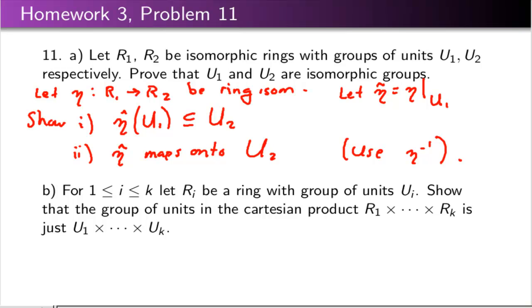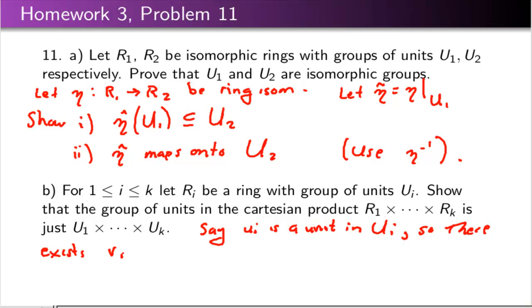So let's say u_i is a unit in capital U sub i, so that there exists a v_i in U_i with u_i v_i equaling 1 and v_i u_i equaling 1.